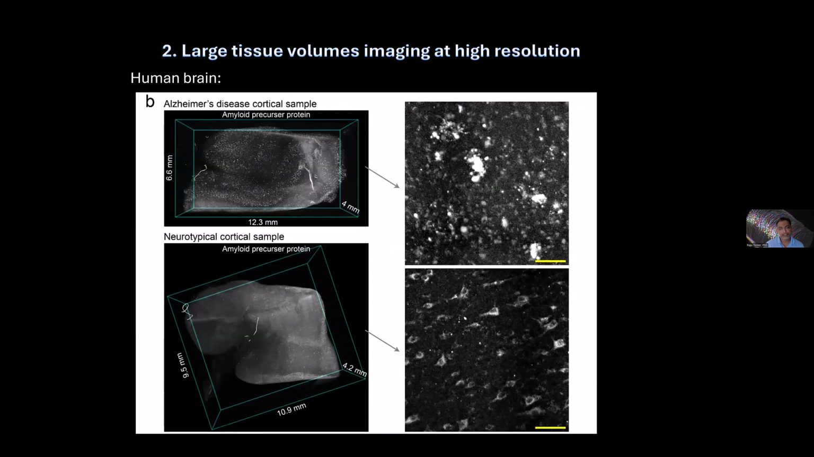This is my favorite example of imaging human brain, postmortem human brain from Alzheimer's. So here we are mapping the distribution of amyloid precursor protein in Alzheimer on the top, and then there's sort of a neurotypical cortical sample. And as you would expect, there's a lot of aggregation of the APP in the Alzheimer's. It seems to be a pretty severe case in this case. So we can quantify these kind of details in very large samples in high quality.